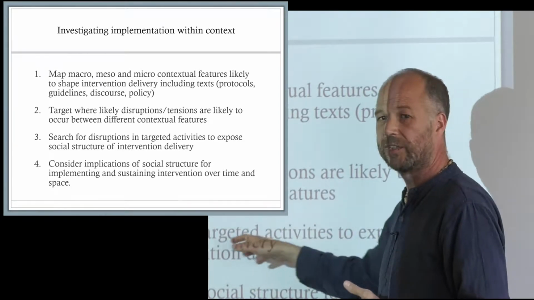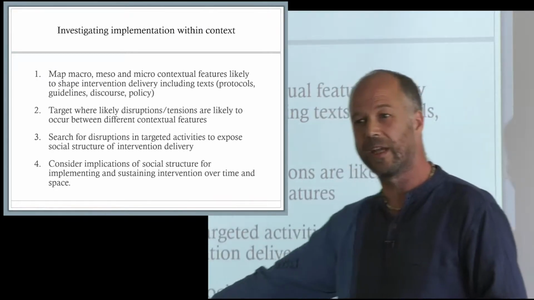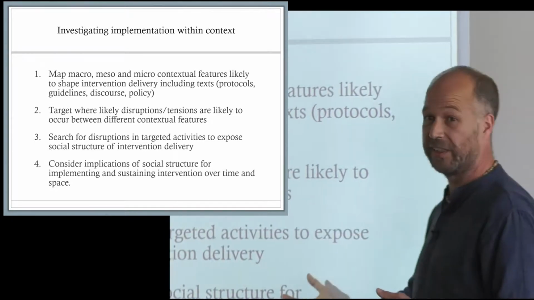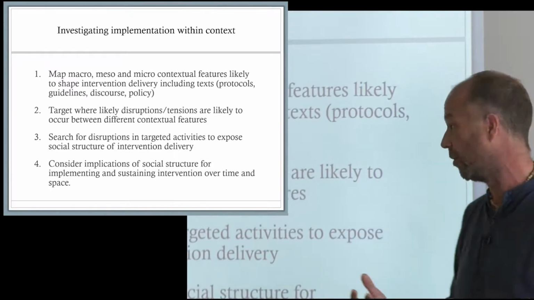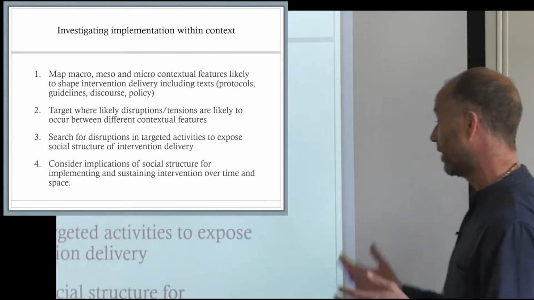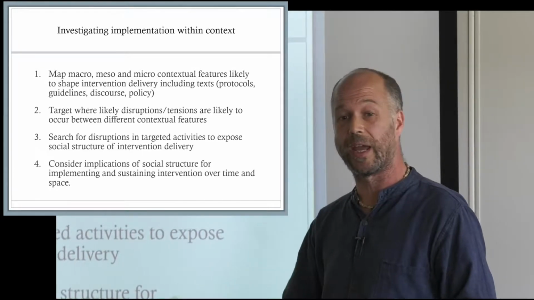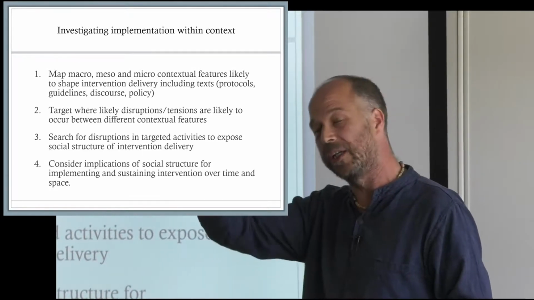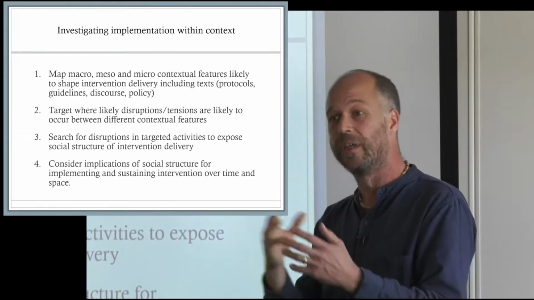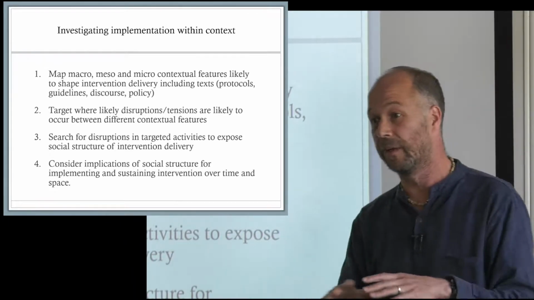Where are these disruptions likely to occur? What sort of activities? Is it in the consultation room? Is it in a training activity? Where's it going to happen? And then once you've done that, and you've found these disruptions, and you've exposed this social order, hopefully, then you can consider the implications of this social structure for implementing and sustaining the intervention. You can come up with theoretical propositions about how to make it more compatible. If we change this contextual feature, the intervention will fit. Or if we change this aspect of the intervention, it's going to be more compatible with the healthcare system. The ripples won't be so big, there'll be small ripples.